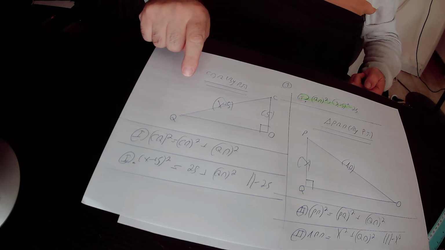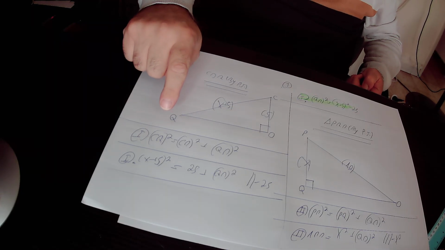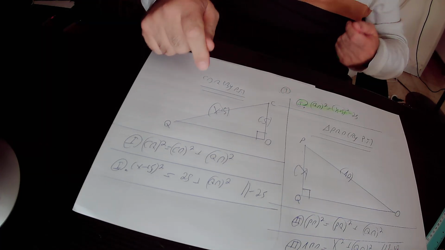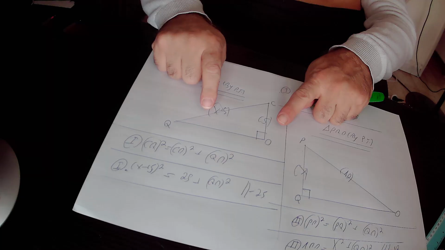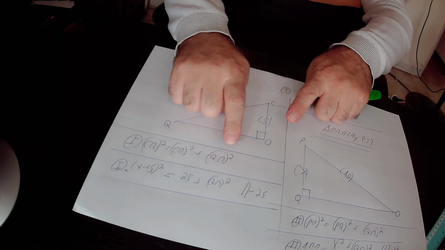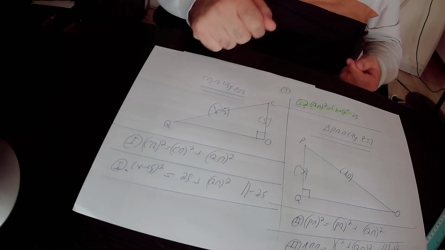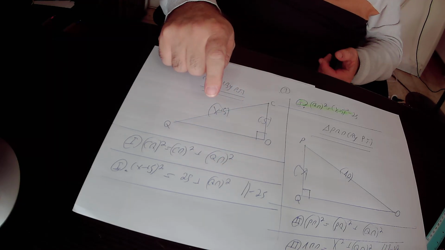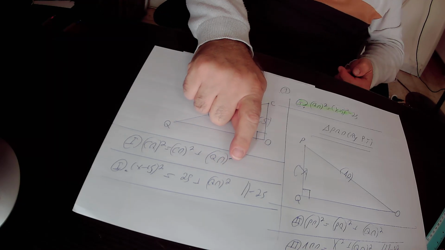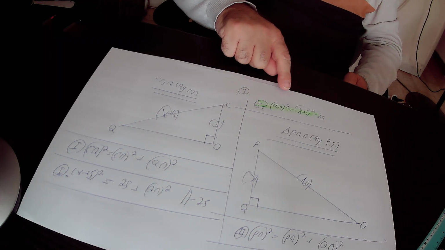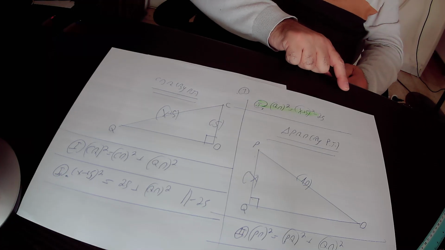CQ is x plus 5, therefore CQ squared is x plus 5 squared. This equals CO squared. CO is 5, therefore CO squared is 5 squared, that is 25, plus QO squared. QO squared is the missing side. So in total, according to equation 1, x plus 5 squared equals 25 plus QO squared. Here we subtract 25 from equation 1, and we find that QO squared equals x plus 5 squared minus 25.